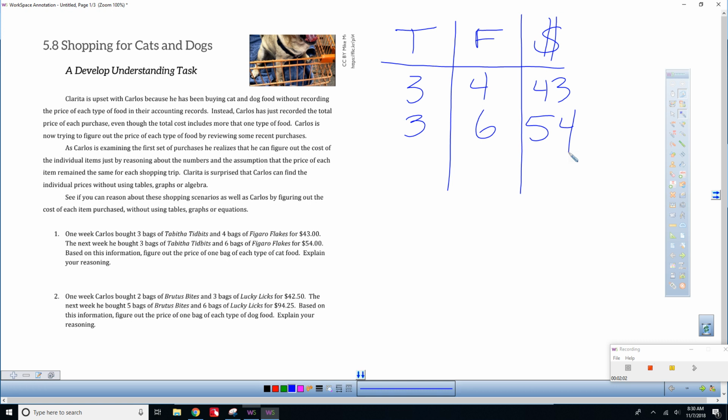How many more bags of F did he buy on the second one? How many more? And he bought 2 more bags of F. And how much more money did he spend? $11 more, right? So I'm thinking each F must be $5.50. Does that make sense? And if each F is $5.50, then this would be $22 here. And then he spent 11 for the 3 bags of T.